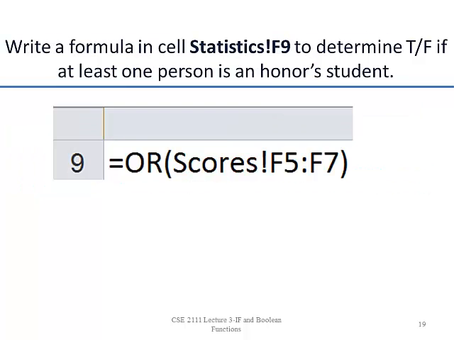Another example, write a formula in cell Statistics F9 to determine true or false if at least one person is an honor student. So now we use the OR function. If we wanted to check to make sure every student is an honor student, true or false, we use the AND, but we're only checking for at least one person, so we're using the OR.